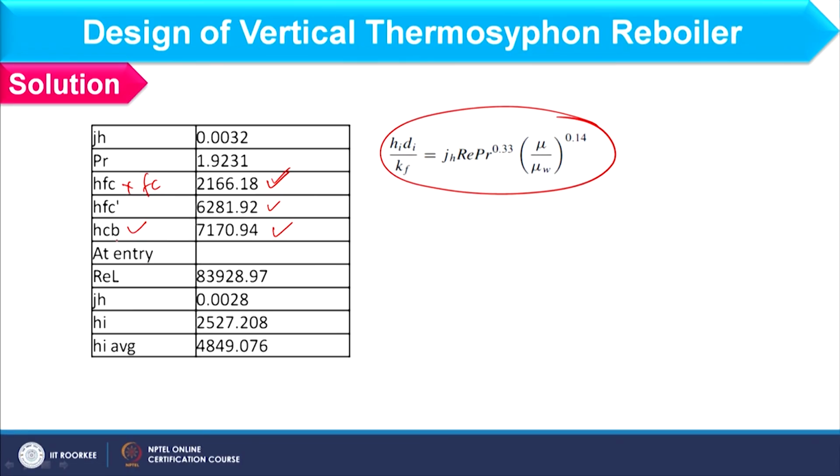And similarly, at the entry level of the tube we can find out heat transfer coefficient using this expression where complete liquid is available. Okay. So, Reynolds number you know, JH factor you can obtain. So, heat transfer coefficient we can find as 2527.2. Averaging of these two will give the heat transfer coefficient in tube side, which comes out as 4849.076 watt per meter square degree Celsius.